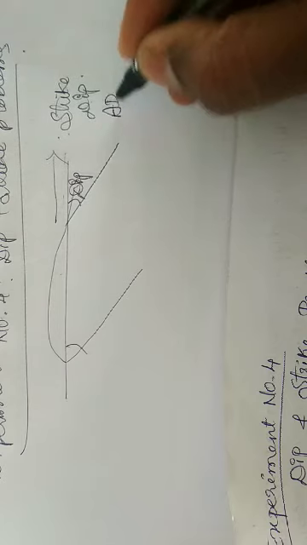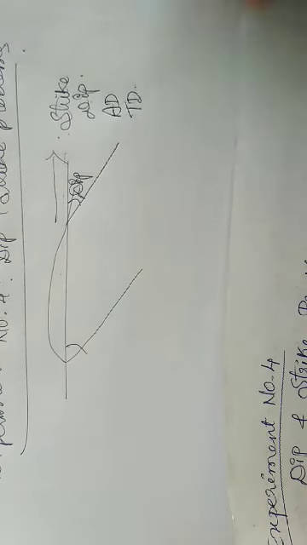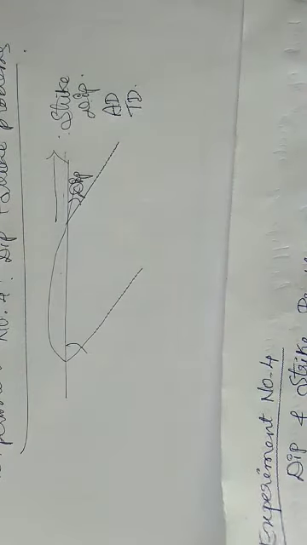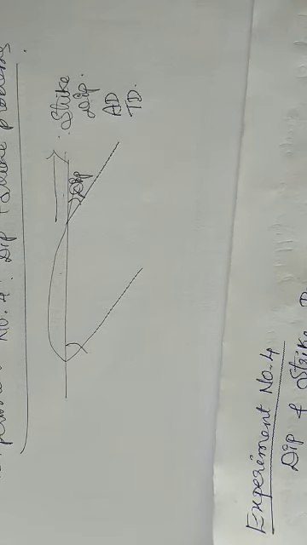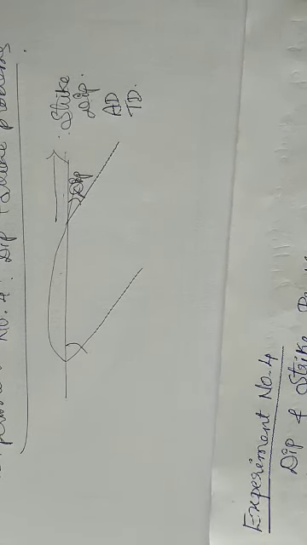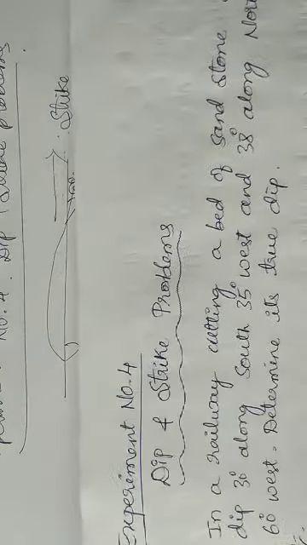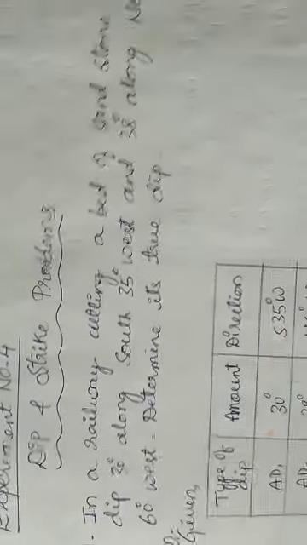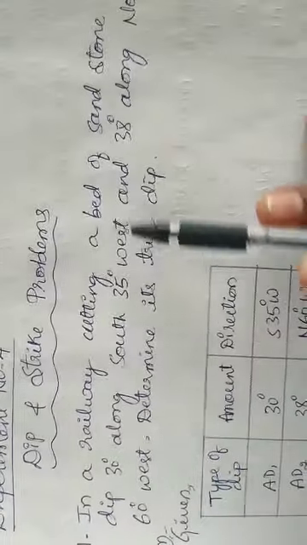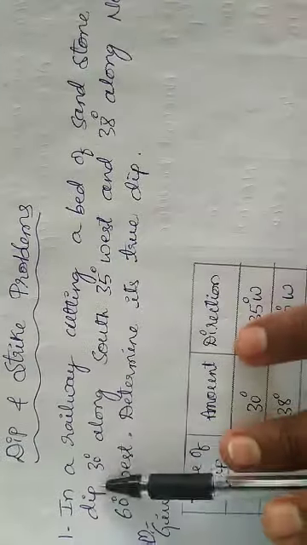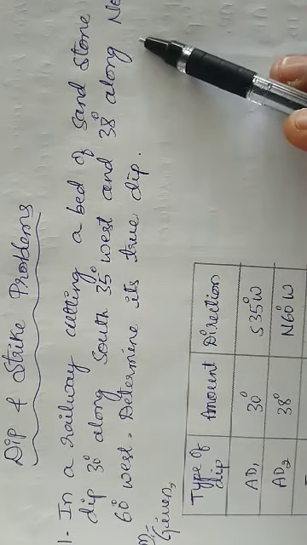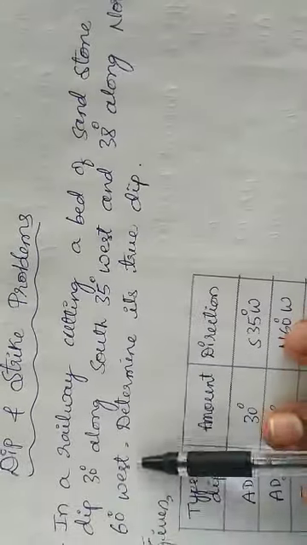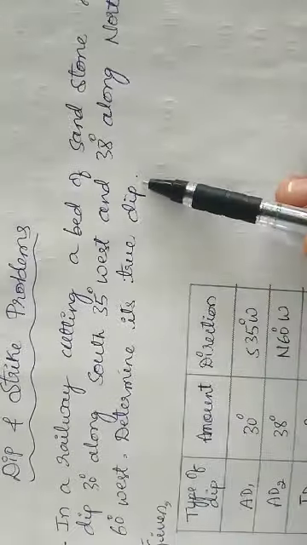Again, in case of dip, we have apparent dip as well as true dip. This we have already discussed in the thickness of strata problems as well as borehole problems. Now we will start with the problem. The first problem is like this. In a railway cutting, a bed of sandstone dips 30 degree along south 35 degree west and 38 degree along north 60 degree west, determine its true dip.